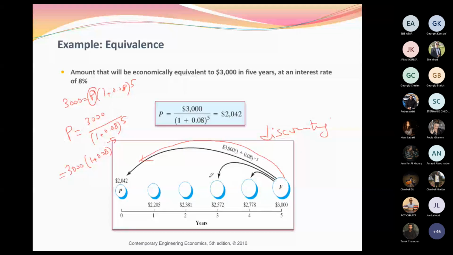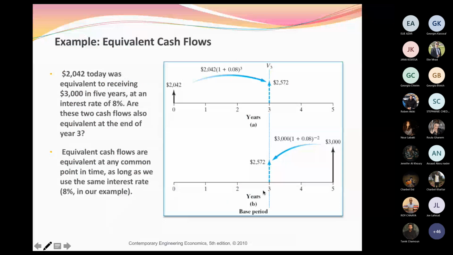Deal? Now we have a question. If two cash flows are equivalent, didn't we say that $2,042 today is equivalent to 3,000 at end of year 5? The question is, will two cash flows that are equivalent remain equivalent at any n in between? The answer is yes, of course, because two cash flows that are equivalent at any common point in time, meaning the value of money at any n should be the same for them to be equivalent. Deal? Without changing the interest rate, of course, at the same interest rate.